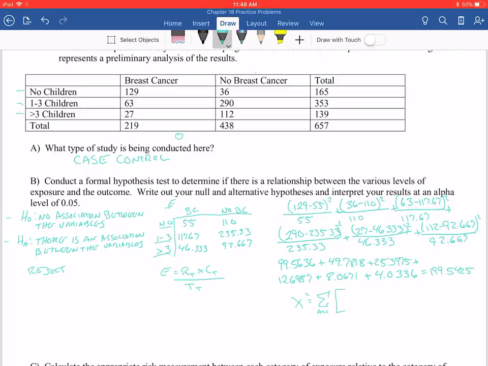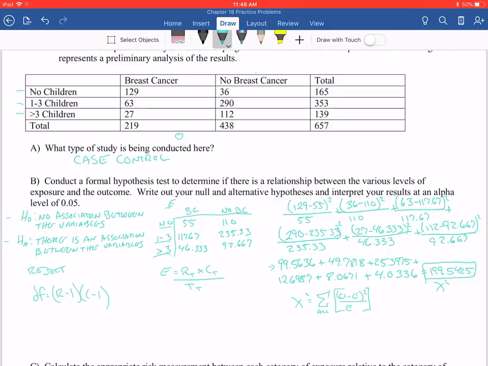Plug it into your chi-squared formula. The chi-squared formula, once again, is going to equal the sum, sigma, of all of your observed minus expected values squared, divided by your expected values. You can see the work being done out here; these are the values you get for each part of the equation above. When you sum them all up, you're going to get a chi-squared value of 199.5425.